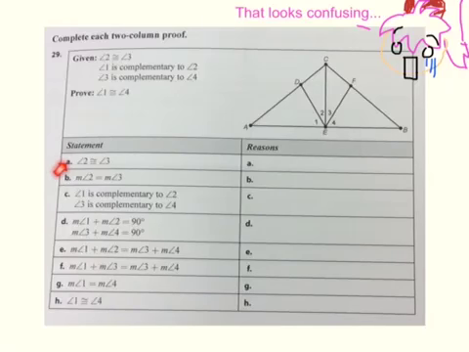So part A, we have angle 2 is congruent to angle 3. Well, let's stop and think for a little bit. You see we have up here, angle 2 is congruent to angle 3, and we have it here too. So for this reason, it's because it's given. I'm having a few technical difficulties. Please excuse me. Given.